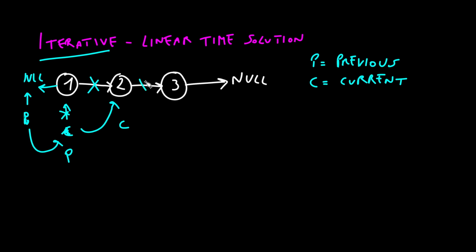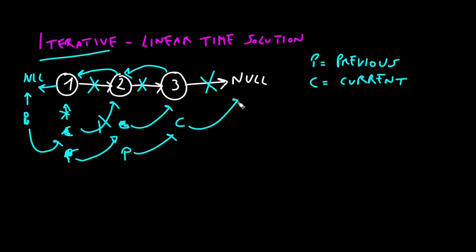Now we want to break this connection and have 2 pointing in that direction. One thing to note is that once we break the connection, we need a way to reach 3. We actually need to save this connection in an extra variable, which is going to be clearer once you write some code. Again, we want to move previous to the current, and we want to move current to the next pointer. P is now going to be here and C is going to be there. Same thing, we want to break this connection and have it pointing to 2. What you want to do now is move previous to the current C and move current to null.